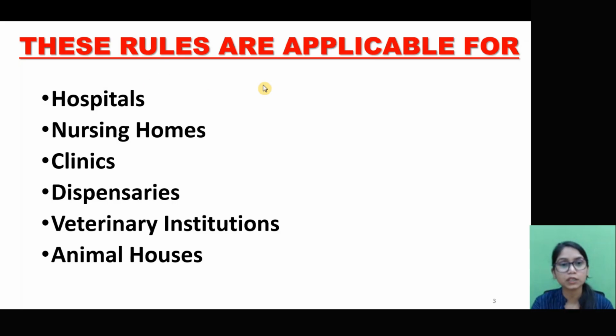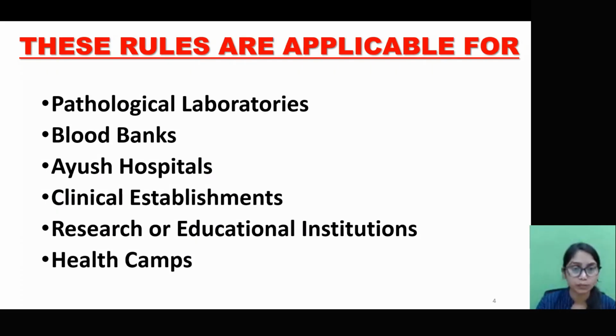The rules are applicable for hospitals, nursing homes, clinics, dispensaries, and veterinary institutions, which are institutions where treatment of animals will be going on. Animal houses, right? For experimental purposes, we have the animal house, and from there also we can get waste. These rules will be applicable on pathological laboratories, blood banks, AYUSH hospitals, clinical establishments, research or educational institutes, and health camps, right?